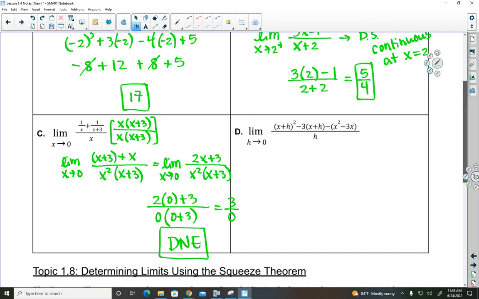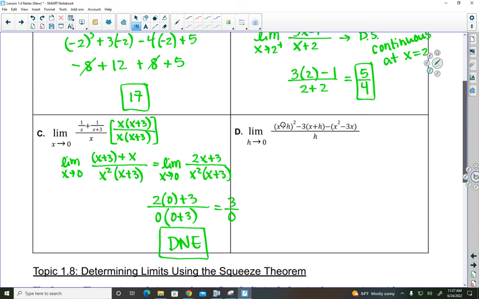Okay, last one. This looks like a pretty intense one. Looks kind of intimidating, right? Because we've got h's and things in there. So we just changed our variable. We're looking at the limit of this function as h approaches 0. So of course, if we plug in 0 for the h's, we're going to get division by 0. So what else could we try?